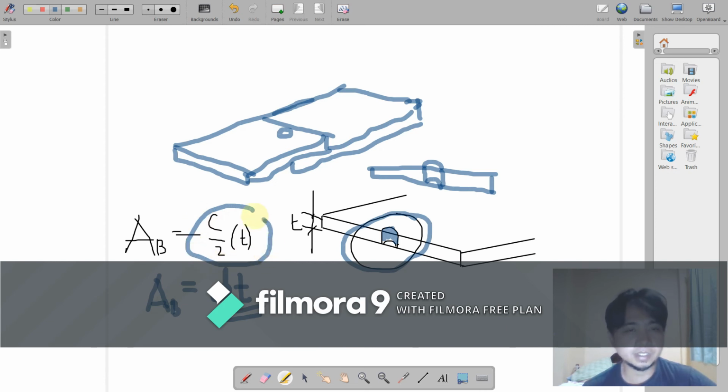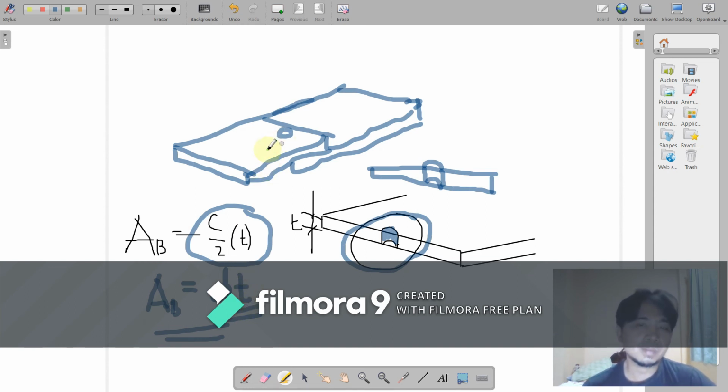So practically this is the correct one, but since we are dealing with small values, perhaps this perimeter all over 2 would be just equal to diameter. So it is approximately equal to the diameter since we have small values here. So bearing area is equal to diameter times thickness.